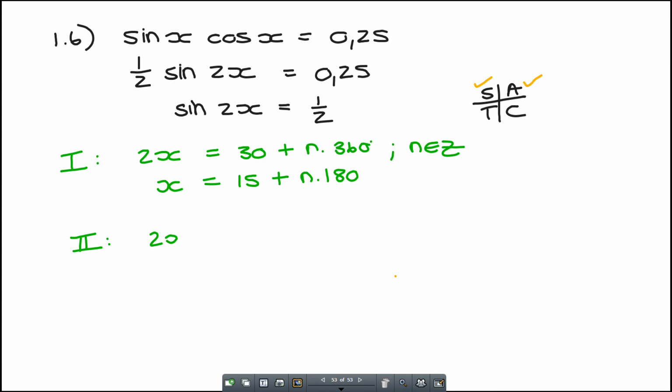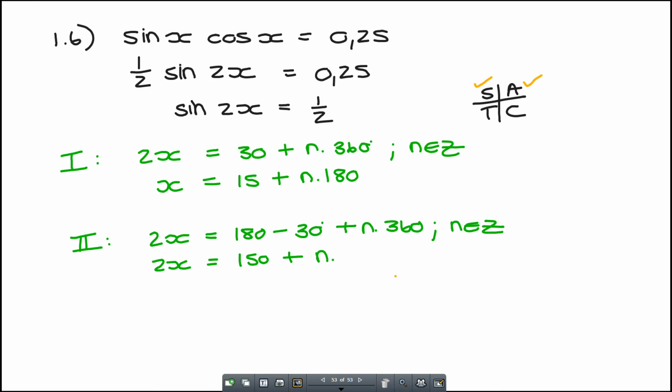I'm going to have 2x. In quadrant 2, it means I've got to say 180 minus my reference angle. Okay, so 2x will be 150. Nou moet ek nog gou gaan deel deur 2. So 75 plus n times 180. Any questions there?